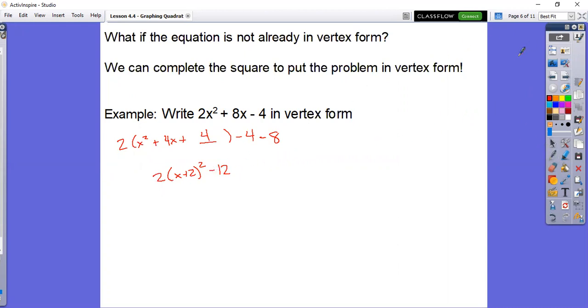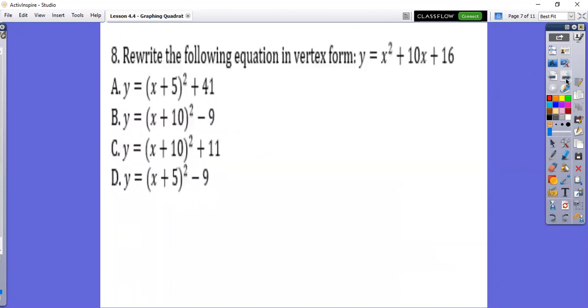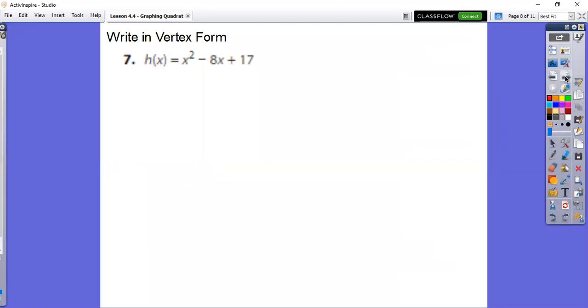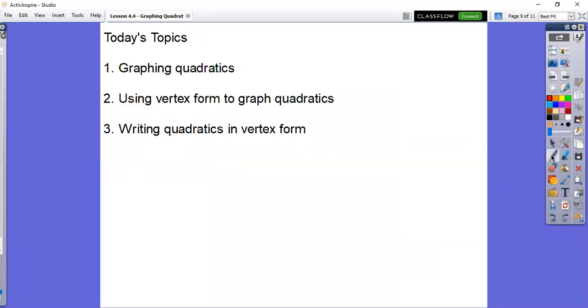We'll do practice with that in class. That's really one of our main goals of class today, Wednesday, to write this in vertex form. So the rest of this is just some practice writing things in vertex form that we'll do in class.